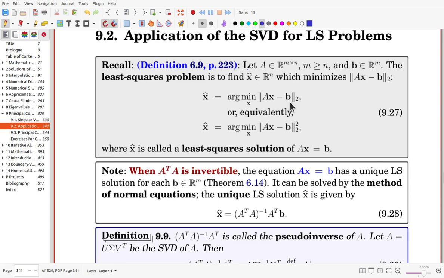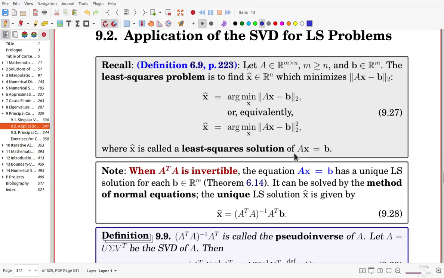norm. We can equivalently write it in this form. We have here power 2. Once one is minimized, then the other one must be also minimized. So these two problems must be equivalent. X hat is called a least squares solution of the system Ax equals B.